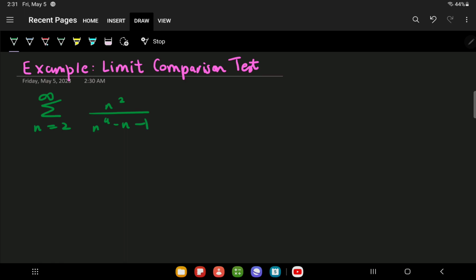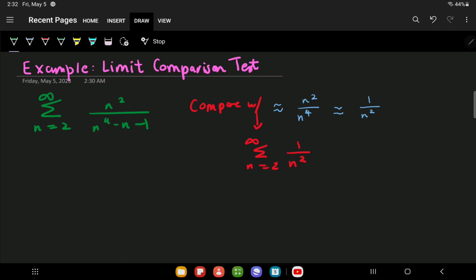And in these types of examples, when you have a polynomial, rational function, we can ignore the lower terms and see what this is close to. So compare with, do we agree, n squared over n to the fourth minus n minus 1? This looks similar to n squared over n to the fourth. Well, how can we reduce n squared over n to the fourth? That's about 1 over n squared. So we can actually compare with the sum, n equals, going from 2 this time, of 1 over n squared.